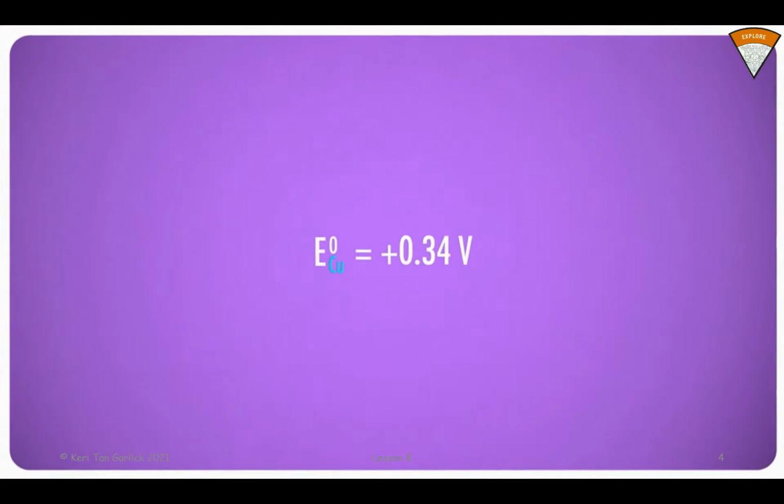Now, all standard reduction potentials are measured relative to the reduction of hydrogen ions to hydrogen gas, which is set at 0, just as a baseline. When copper is reduced, for example, it generates 0.34 volts more than hydrogen does. So we say its standard reduction potential is plus 0.34 volts. The standard reduction potential for zinc is negative 0.76 volts, but because zinc is oxidized in this reaction, we can't use the reduction potential directly.